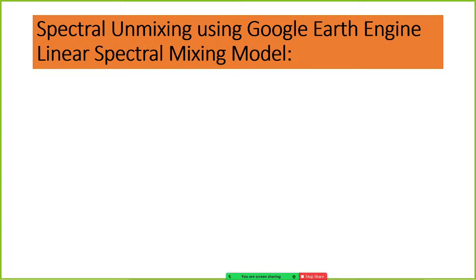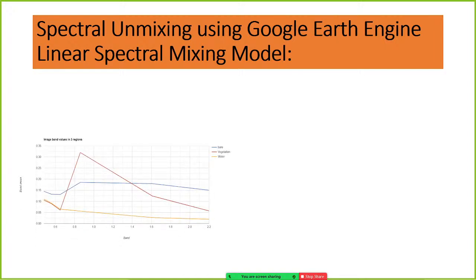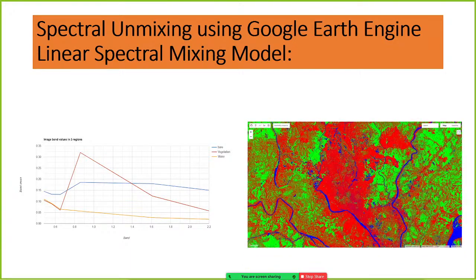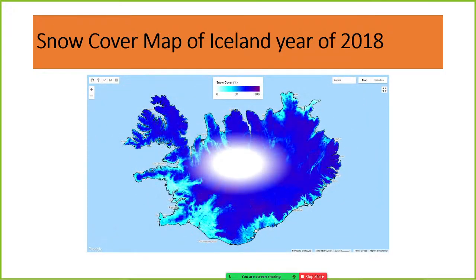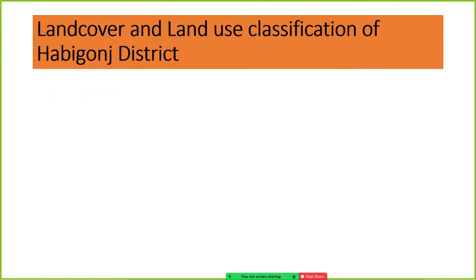Okay, and this is another task for spectral unmixing using the Google Earth Engine platform. In this case I use the linear spectral mixing model, and we can classify bare land, vegetation and water. Okay, and this is another task, the snow cover map of Iceland for the year 2018. We can also make this on the Google Earth Engine platform. Actually, you can do a lot of remote sensing work using this platform very quickly and efficiently.